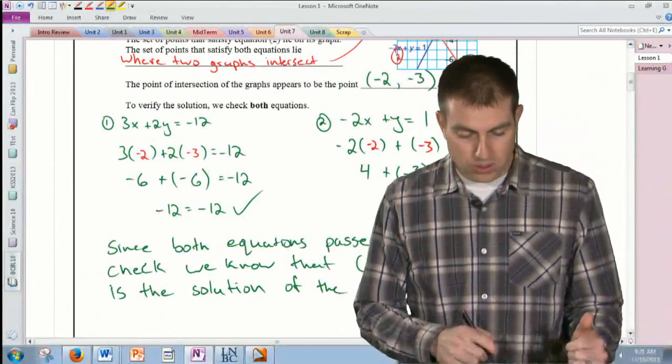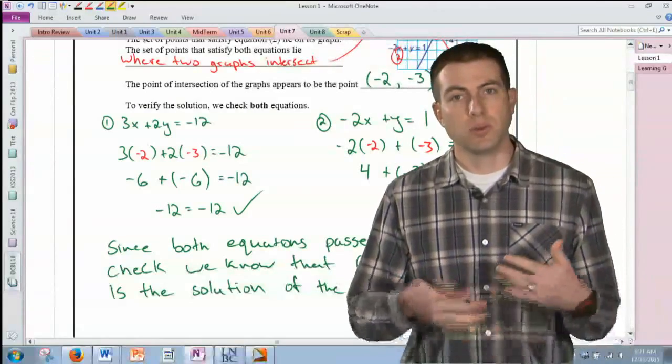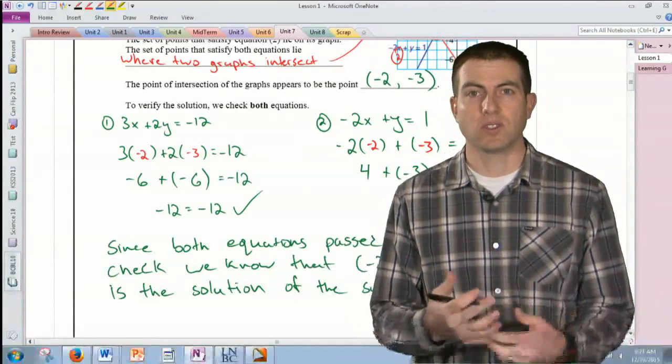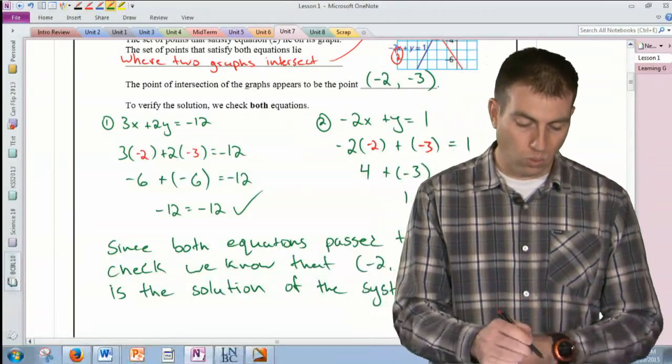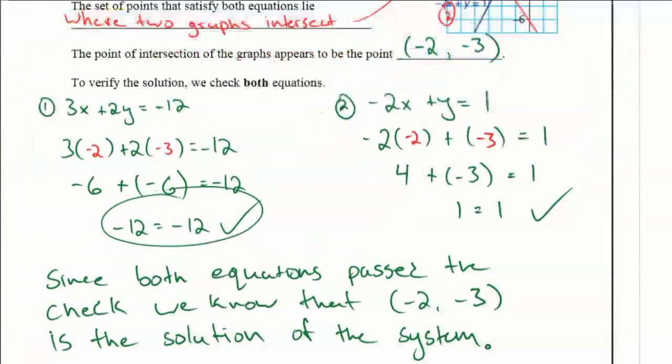So if we were to go through this process, identify a point that we thought was the solution, and then substitute it in and check, and we found that on one of the points, maybe like this 12 here, we found it to be 12 equals 12 or -12 equals 12. If we had something like 1 is equal to 3 over here, and we knew that was wrong, what that would mean is that the point we found was on this line, but not on this line. That's why we would end up with a number that didn't equal what it was supposed to.